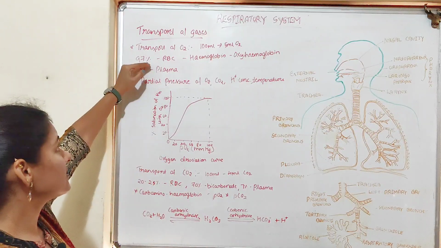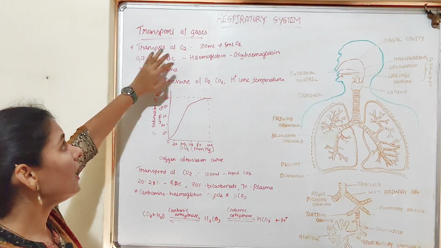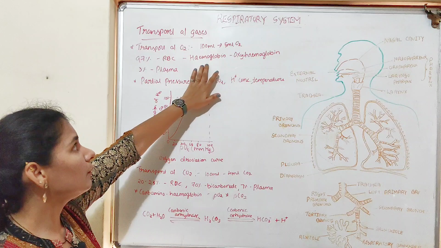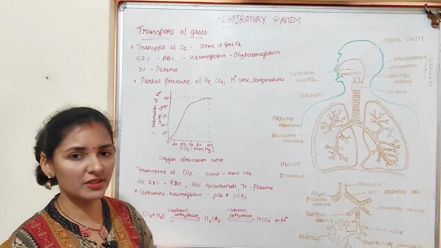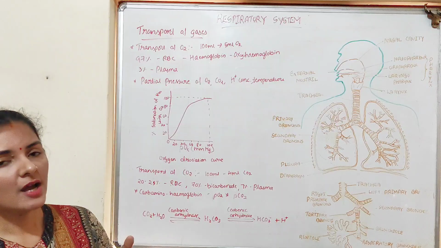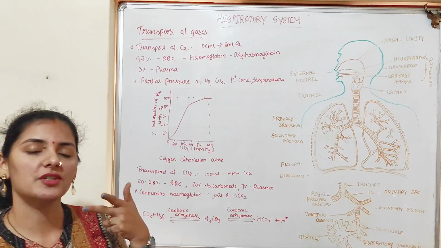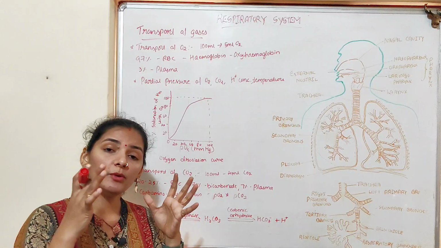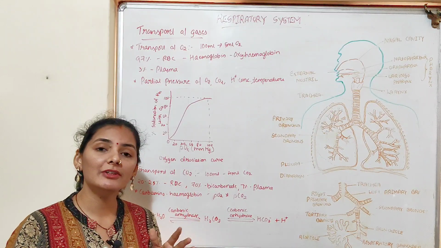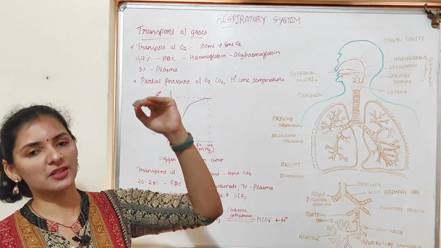So how is 97% of the oxygen transported? By chemically combining with the hemoglobin. So oxygen chemically combines with the hemoglobin to form oxyhemoglobin, and the factors involved are partial pressure of oxygen, carbon dioxide, hydrogen ion concentration, and the temperature. So if we talk about the alveolar level, at the alveoli, the partial pressure of oxygen is high.